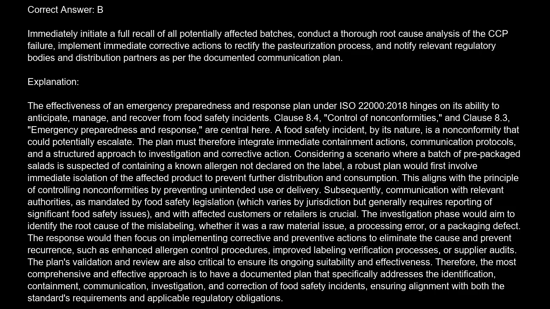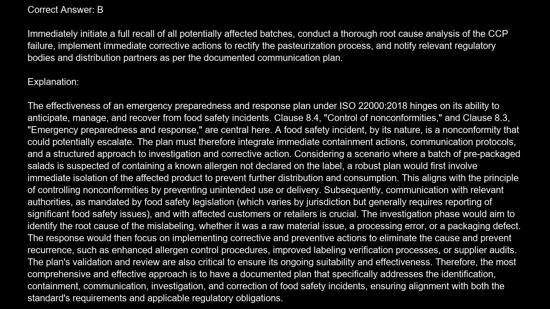Considering a scenario where a batch of prepackaged salads is suspected of containing a known allergen not declared on the label, a robust plan would first involve immediate isolation of the affected product to prevent further distribution and consumption. This aligns with the principle of controlling nonconformities by preventing unintended use or delivery.